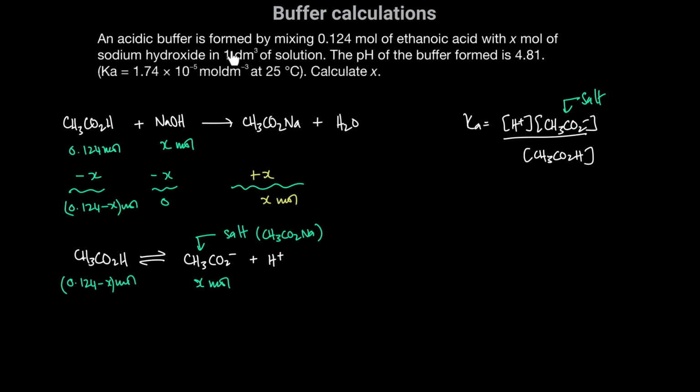And in this case, the concentration will actually be the same as the number of moles, because concentration is just number of moles per unit volume, and the volume is just 1. So the Ka, which is 1.74 × 10^-5, is equal to the concentration of H+, which is 10^-4.81. Remember, the concentration of H+ is just 10 to the power of negative pH. Times the number of moles of the conjugate base, that's X, divided by the number of moles of acid, which is 0.124 minus X.